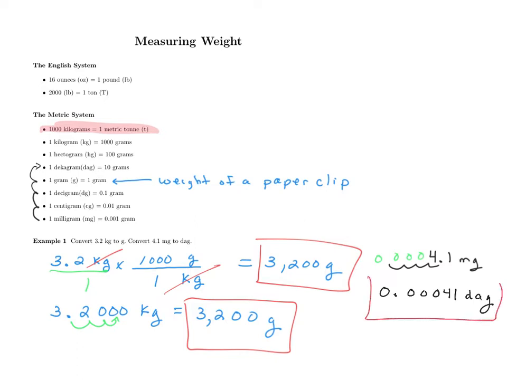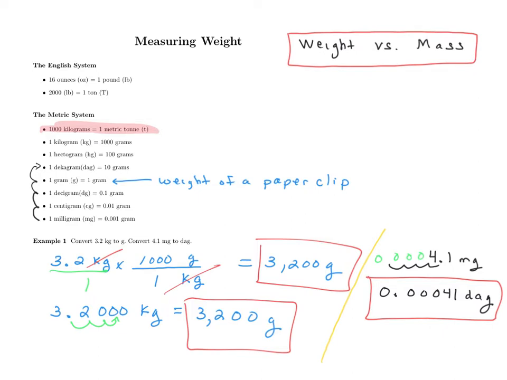So in this way, metric is nice. Don't need to do dimensional analysis. We can simply move around a decimal point to go from one unit to another. Before moving on and doing more conversions, I want to address one thing, and that is weight versus mass. Sometimes these terms are used interchangeably, but there is a difference between them. When we say the mass of an object, we mean how much matter is contained within that object. And the more mass an object has, the more it will weigh.